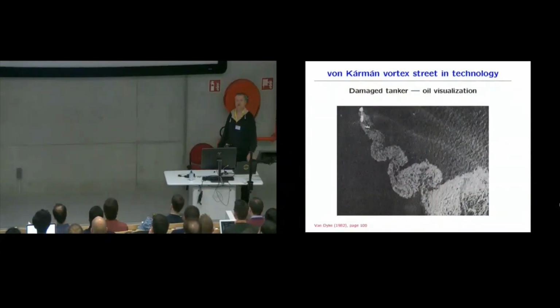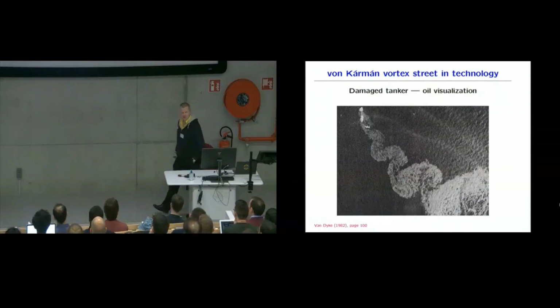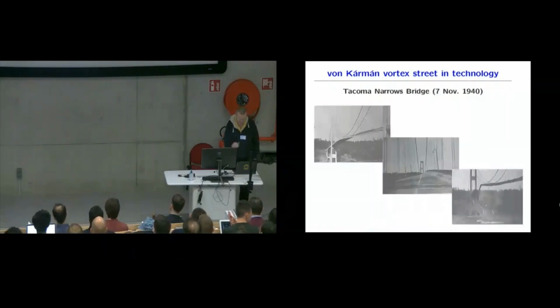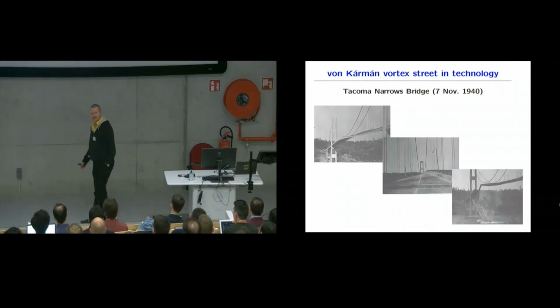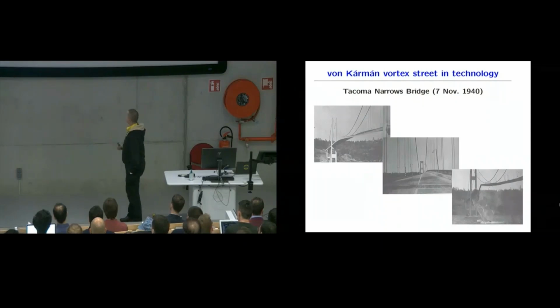This is an oil visualization of vortex shedding. So here you see a tanker losing its oil. So you can use a vortex street to track it. In the next slides, you don't see vortex shedding, but you see it should not be ignored. This is the unlucky Tacoma Bridge. So the designer committed suicide 6 months after the bridge collapsed. He became so famous with his bridge that he could not get another job.